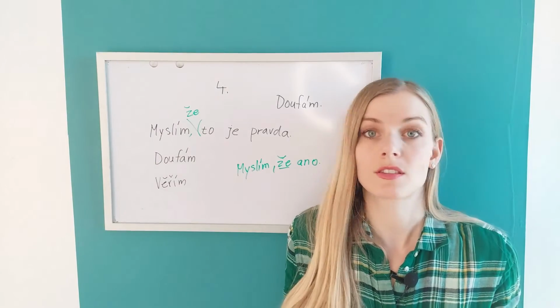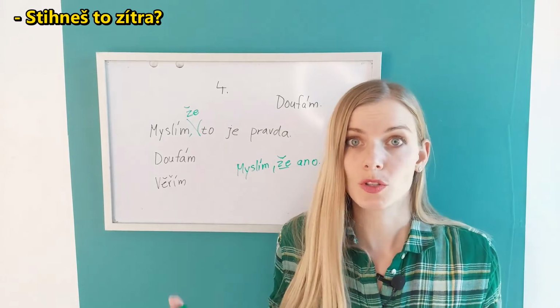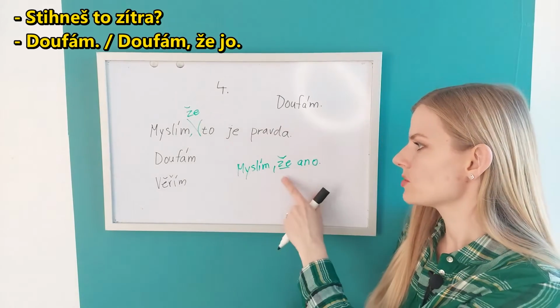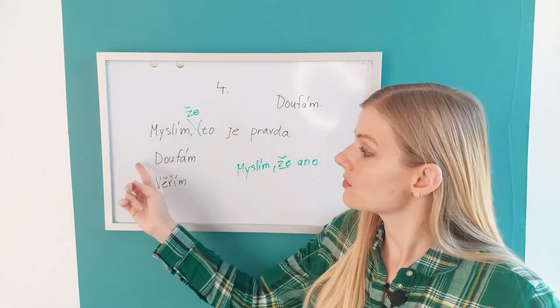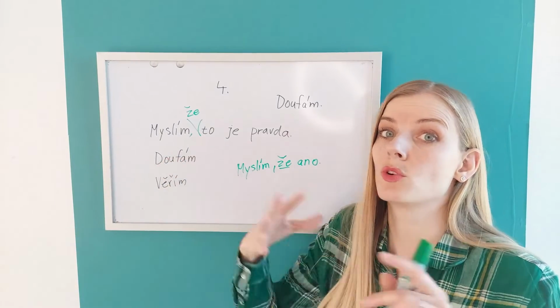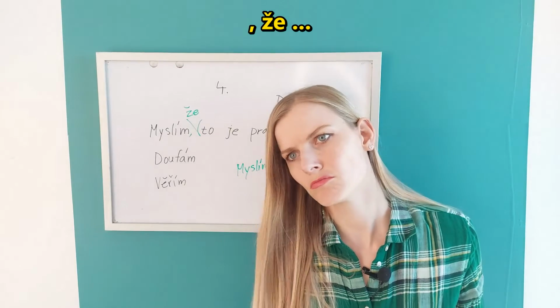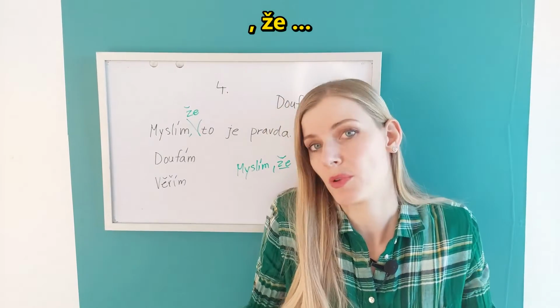If someone says stihneš to zítra? Will you make it tomorrow? Will you be able to do it tomorrow? Jo, doufám. Doufám. Or doufám, že ano. Doufám, že jo. When there is something after these verbs, it doesn't have to be another full clause. We have to use že. Myslím, že ano. Myslím, že jo. Myslím, že ne. Myslím, že je to pravda.